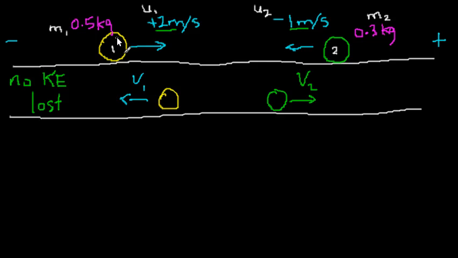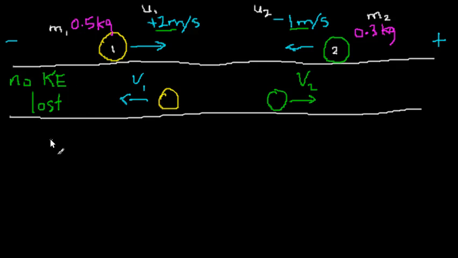We're now ready to solve this problem, where we are given two balls colliding, their masses and starting velocity, and we have to find their velocity after they collide. Given that no kinetic energy is lost, given that this is perfectly elastic.